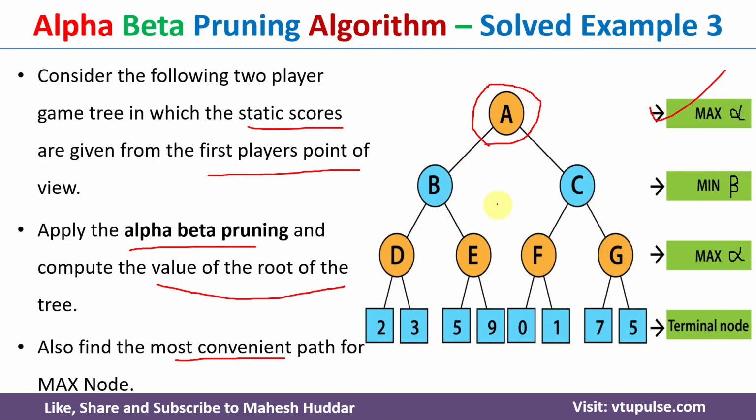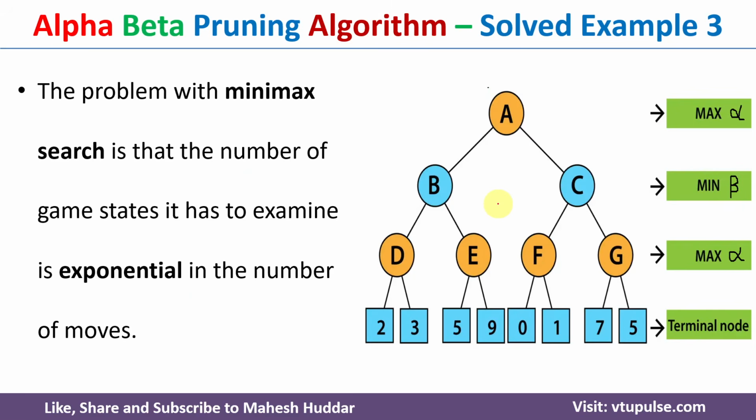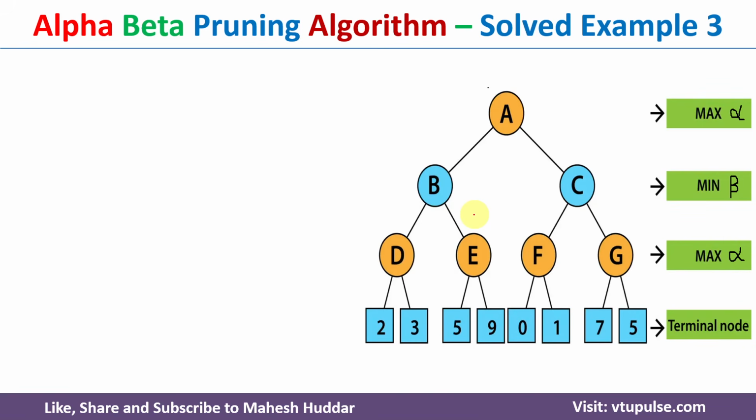Before going through the alpha-beta pruning algorithm, first we will discuss the disadvantages of the Minimax search algorithm. In the Minimax search algorithm, we need to go through each and every path, but sometimes the paths are exponential. This is one of the biggest disadvantages of the Minimax search algorithm. To overcome this disadvantage, we use the alpha-beta pruning algorithm.